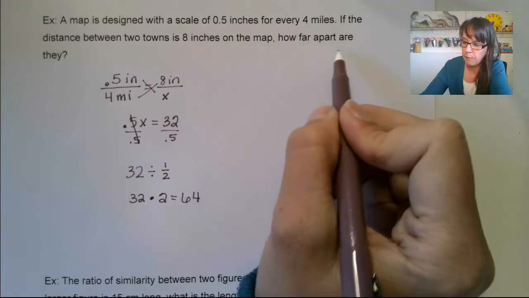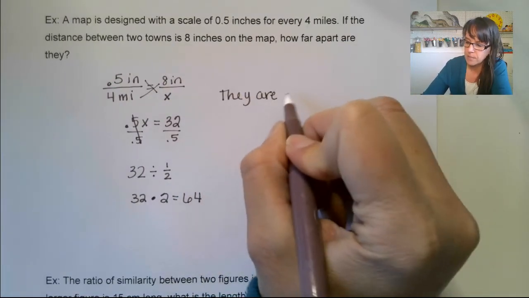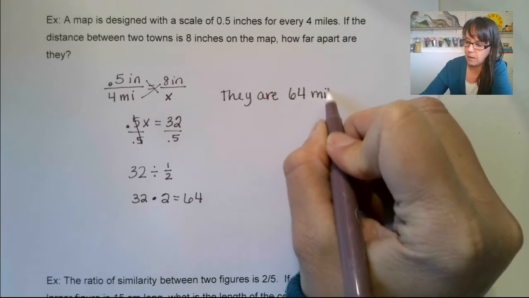So how far apart are the towns? They are 64 miles apart.